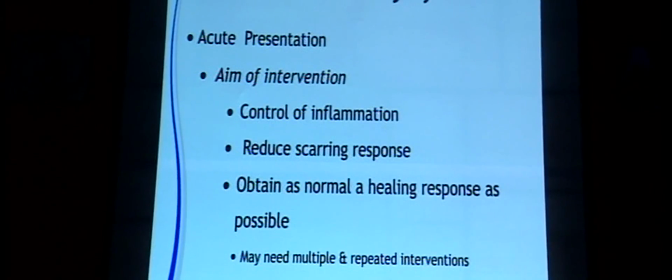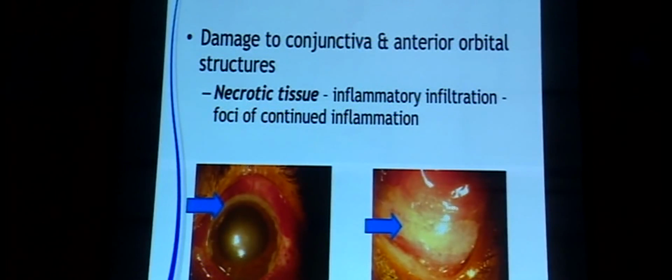So coming to chemical, in the acute stage, the aim of intervention, surgical or even medical management, is to control the inflammation, reduce the scarring response, and obtain as normal a healing response as possible. And you may have to do multiple repeated procedures in this situation to achieve an optimal outcome. Look for any necrotic tissue in the acute stage, because these necrotic tissues incite inflammation, perpetuate it, and keep the inflammation going on. So that is the first thing to do in this.